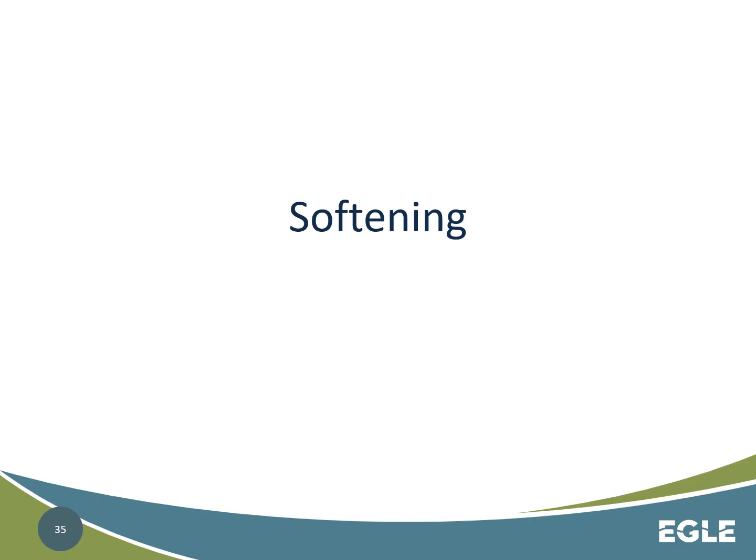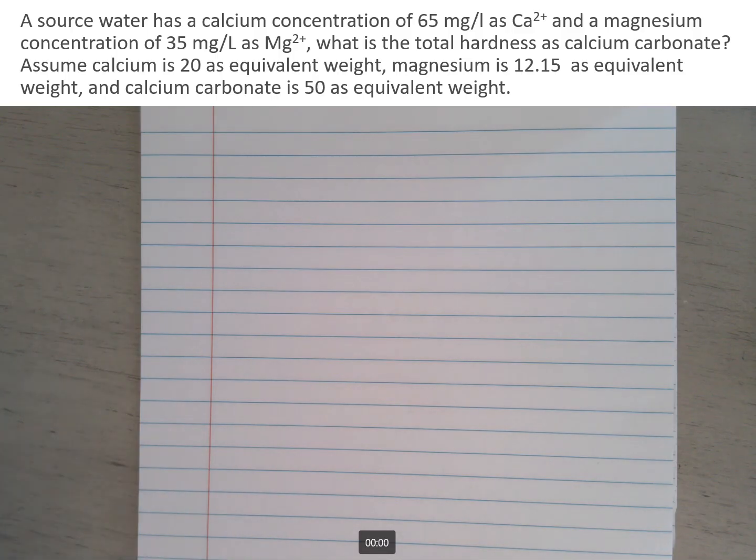This section on softening will deal with a very basic calculation on hardness. The problem statement reads: a source water has a calcium concentration of 65 milligrams per liter as calcium and a magnesium concentration of 35 milligrams per liter as magnesium. What is the total hardness as calcium carbonate? Assume calcium is 20 as equivalent weight, magnesium is 12.15 as equivalent weight, and calcium carbonate is 50 as equivalent weight.